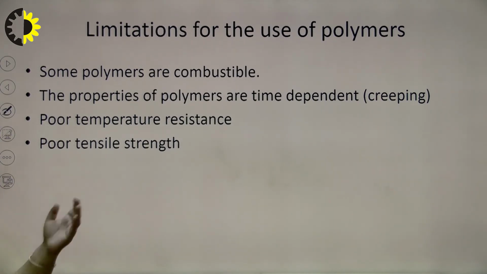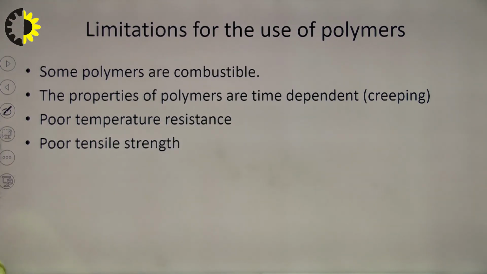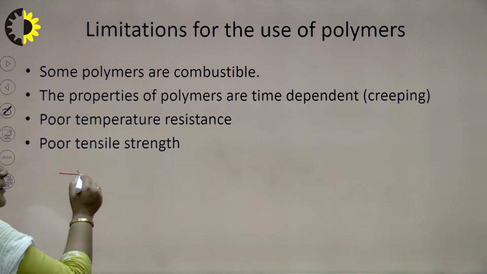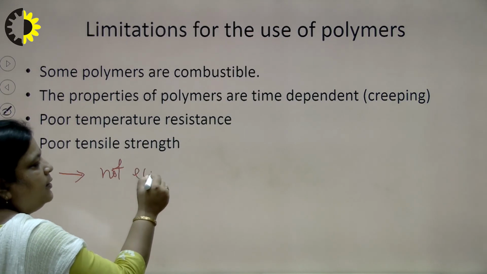Now, limitations. There are a few limitations. Some polymers are combustible. The properties are time dependent, and this property is called creep. Poor temperature resistance, poor tensile strength, and one we can add is that all polymers are not eco-friendly.